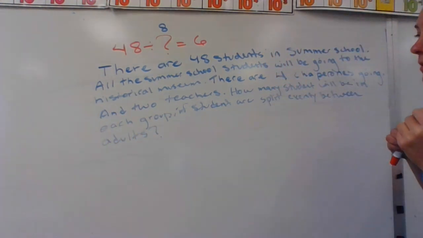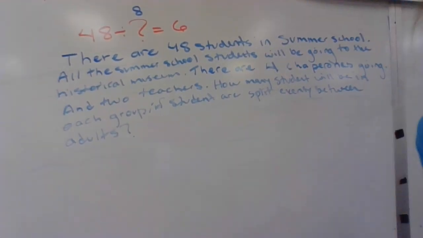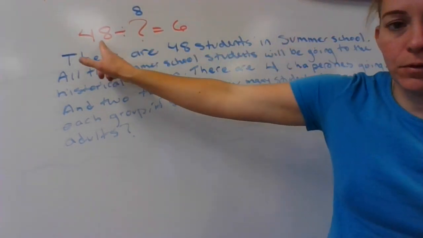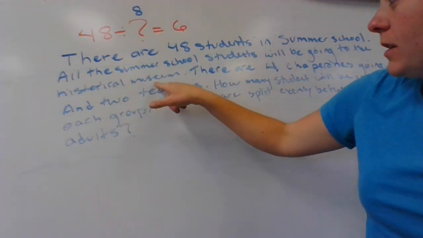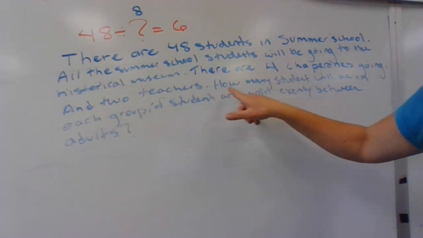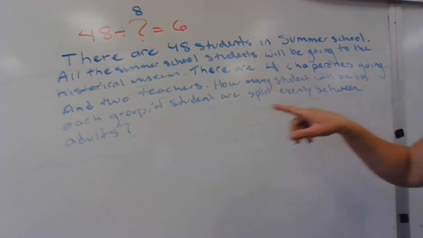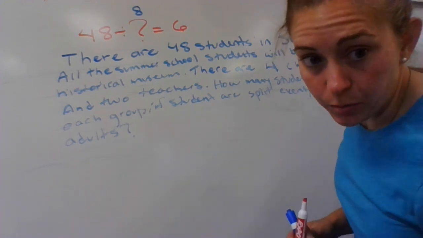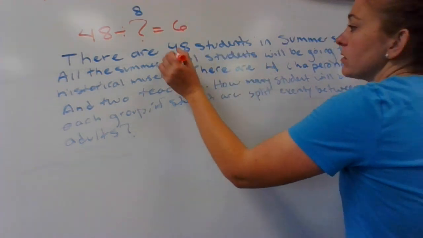Okay, so let's read what we've got. And notice it's kind of hard to read on your end because it's small. So we've got, there are 48 students in summer school. I got my 48 from over here. All the summer school students will be going to the historical museum. There are 4 chaperones going and 2 teachers. How many students will be in each group if students are split evenly between adults? All right, so let's solve for it now because the problems on your choice board also want you to solve for them. So we've got 48 students.